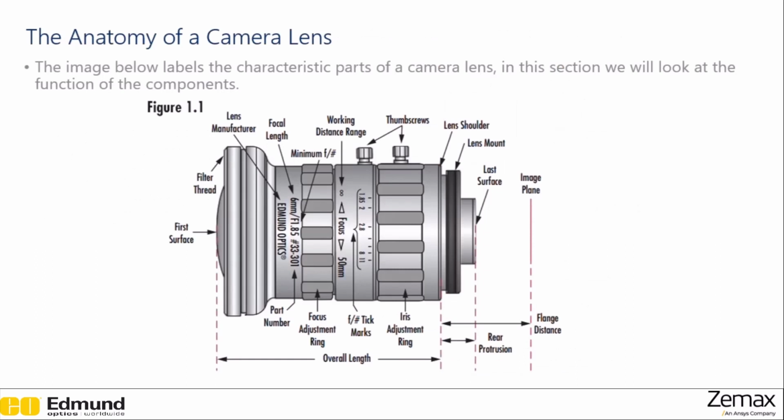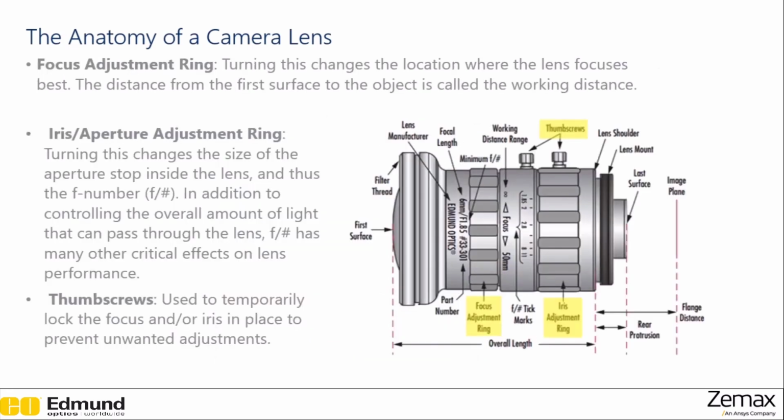The image below shows a camera lens, and we've labeled the various characteristic parts. As we go through this section, we'll take a look at what these parts do and how they relate to the lens system as a whole. First off, the focus adjustment ring. Turning this changes the location where the lens focuses best. The distance from the first surface, which is the front of the lens, to the object is called the working distance, and that's what the focus adjustment ring will change.